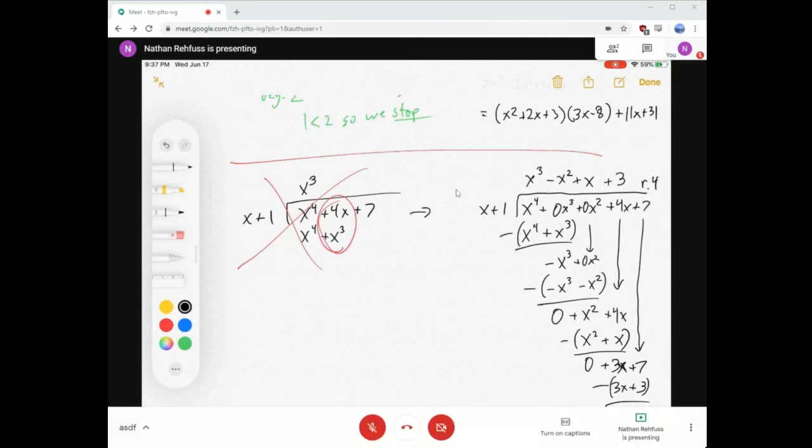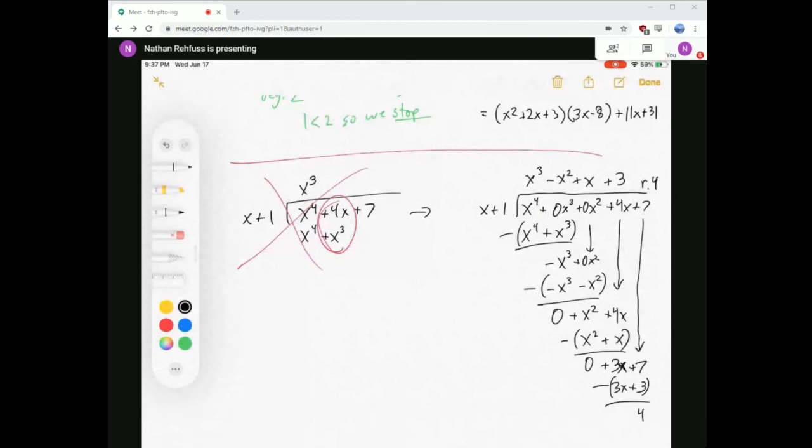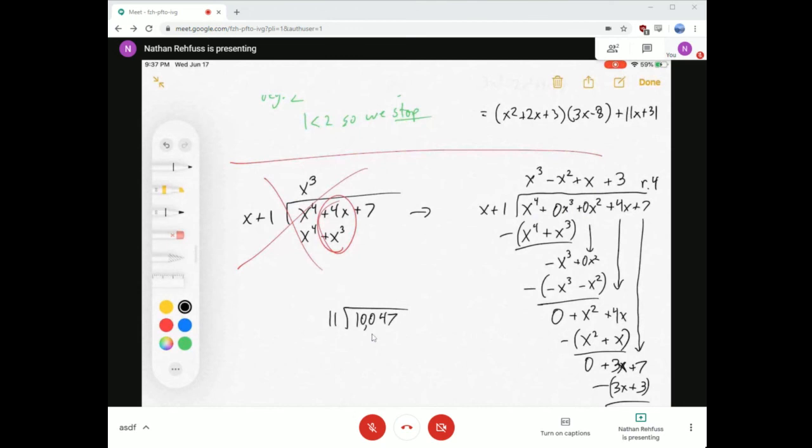Because if I had x to the 4th, 10 to the 4th is 10,000. If I wanted to write 10,047, we wouldn't have this problem. This looks like the problem 11 divided by 10,047. And we're used to writing those zeros there. We're used to putting zeros in missing place values. That's why this still works, and you didn't have to learn this in grade school.